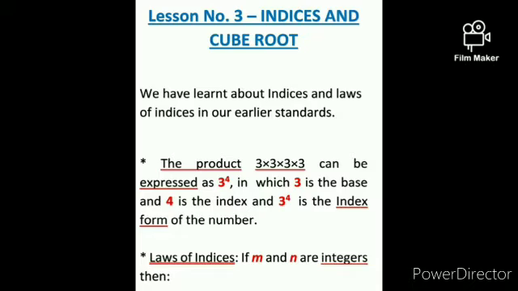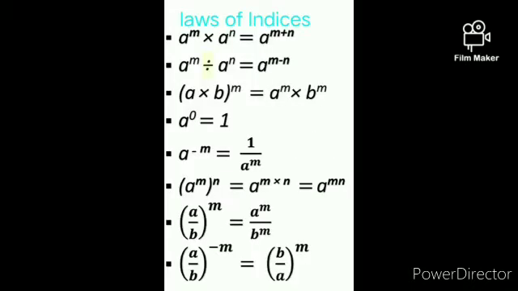Now, let us recall the laws of indices. If m and n are integers, then a raised to m into a raised to n is equal to a raised to m plus n. a raised to m divided by a raised to n is equal to a raised to m minus n. a into b the whole raised to m is equal to a raised to m into b raised to m. a raised to 0 is equal to 1.